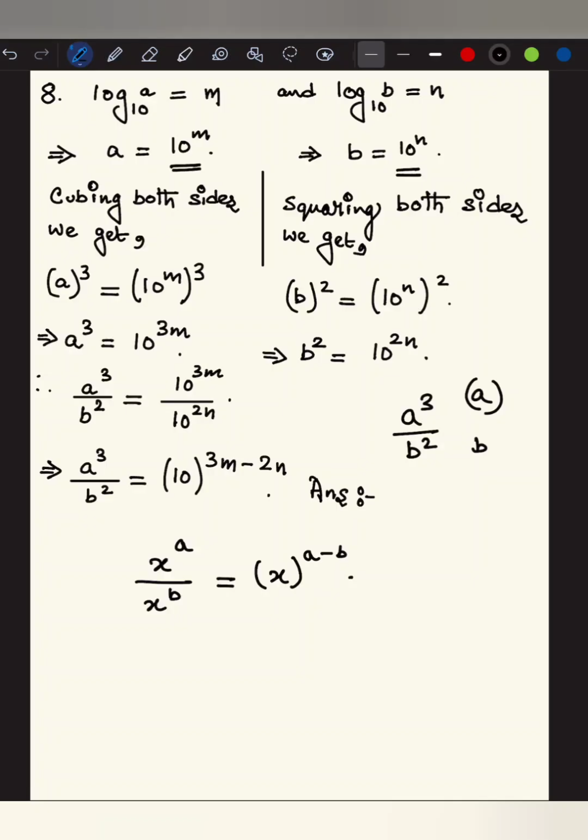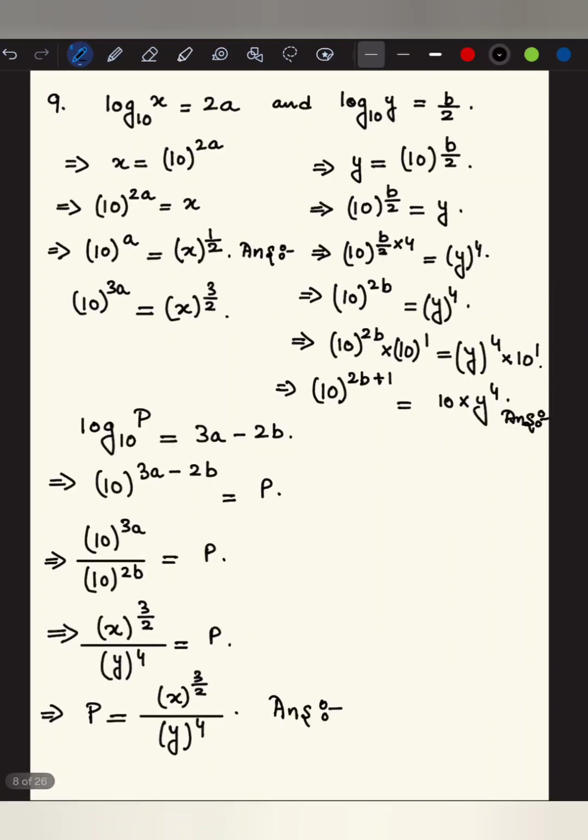Understood? Okay, let's take the next sum, question number 9. So here we are given log x base 10 is equals to 2a and log y base 10 equals to b by 2, and we are asked to find out, first of all we need to find out 10 to the power a in terms of x. So we are given log x base 10 is equals to 2a, therefore we can convert it into exponential term. Therefore we can write that 10 to the power 2a is equals to x.